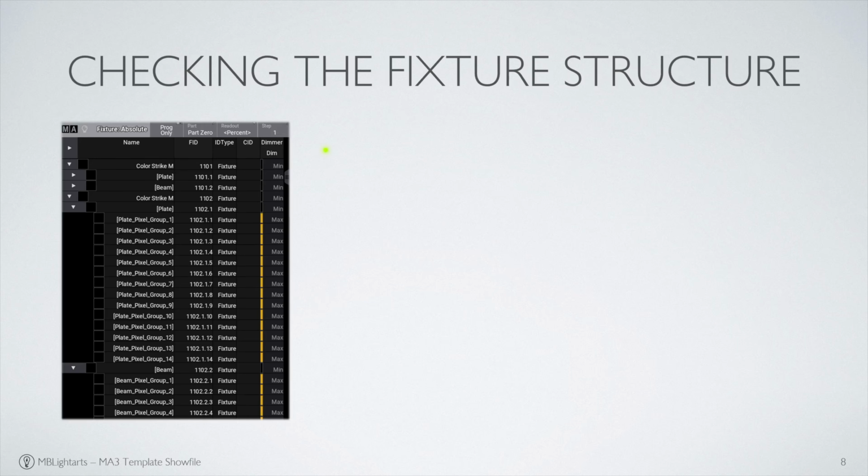The top level in here are your main fixtures for the Color Strike M. So fixture ID 1101 or 1102. They are also highlighted in green. So this is, let's say, your overall master for the fixture.